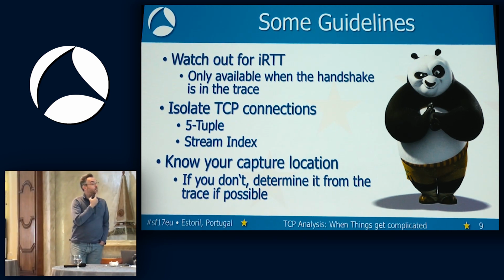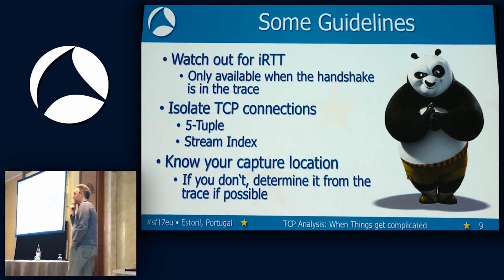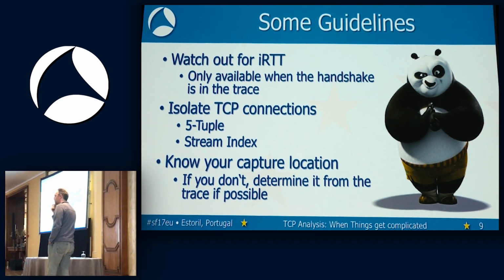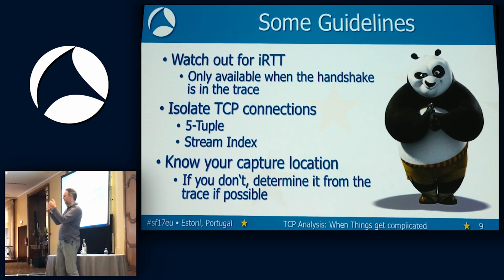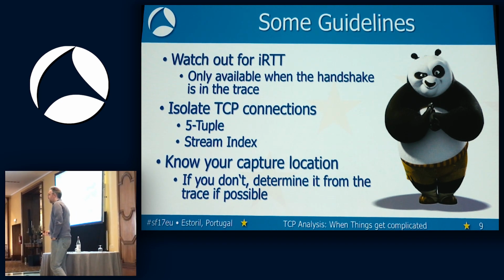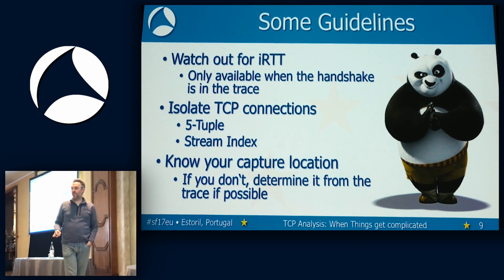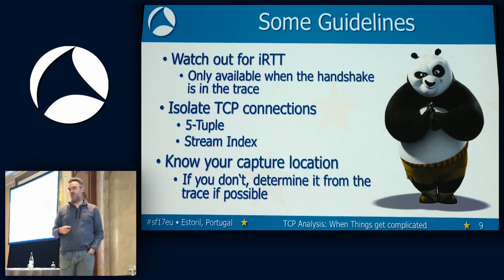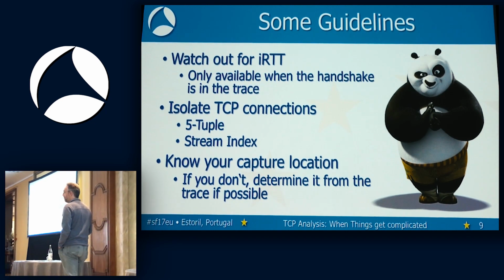The next thing that many beginners don't do is they don't isolate TCP connections, and it's quite funny to see them try to match sequence numbers from different TCP connections. It's like, why doesn't this match? Especially if you do relative sequence numbers. Relative sequence numbers are only allowed if you know what you're doing. And if you get into trouble because of relative sequence numbers, turn them off.